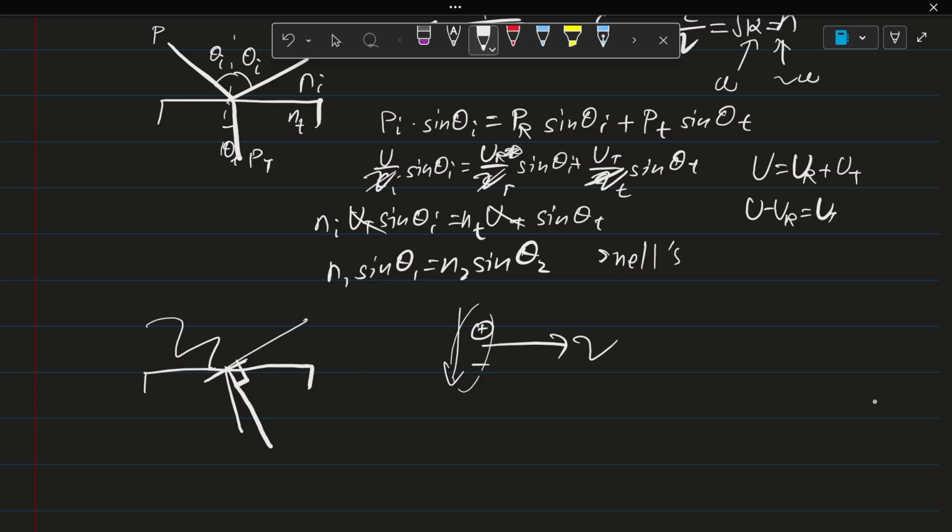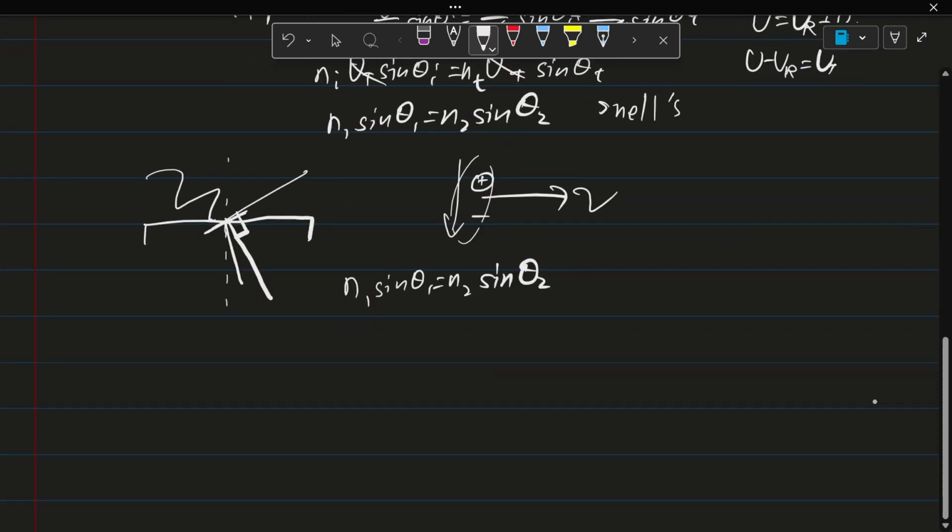Now, what we could obtain from here is that we could get this specific angle. So let's solve for this. If we have n1 sine theta 1 should equal n2 sine theta 2, right?